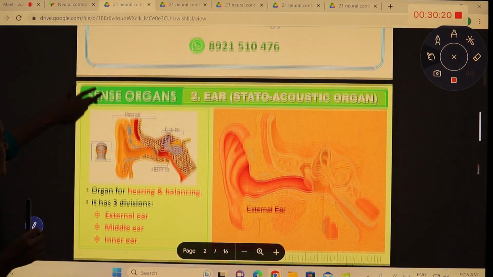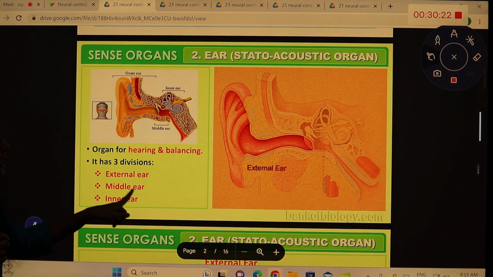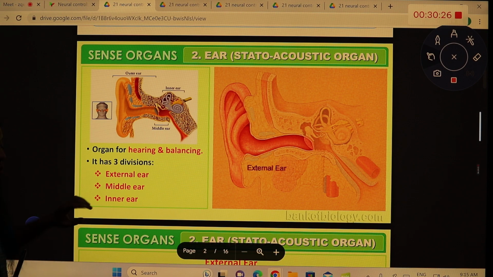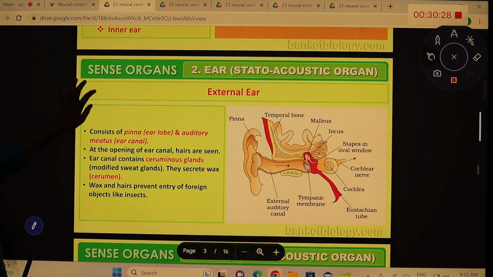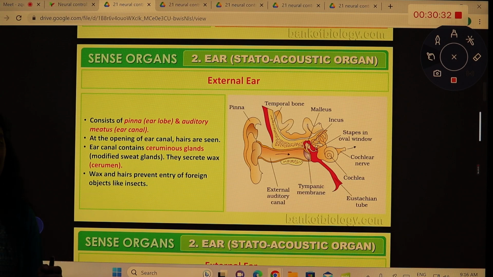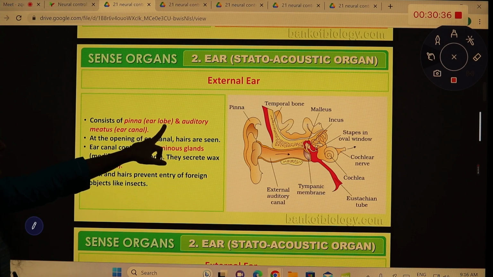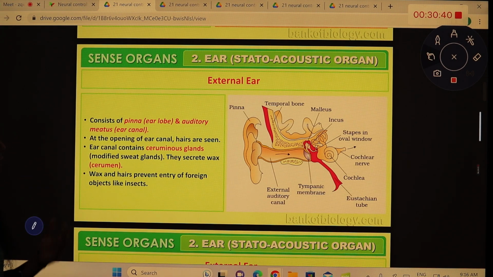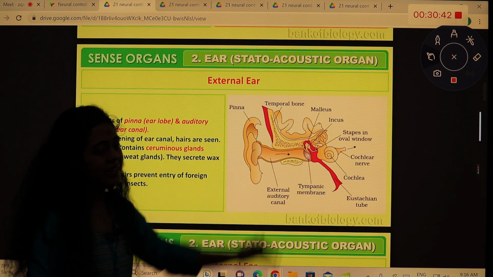Okay, it has 3 regions: the outer ear, the middle ear and the inner ear. Let's start with the outer ear, the external ear. The external ear consists of the pinna. A mammalian characteristic is the pinna; only mammals have an ear pinna, also called the ear lobe. Then you have the auditory meatus, then the auditory canal. It's called the auditory canal.